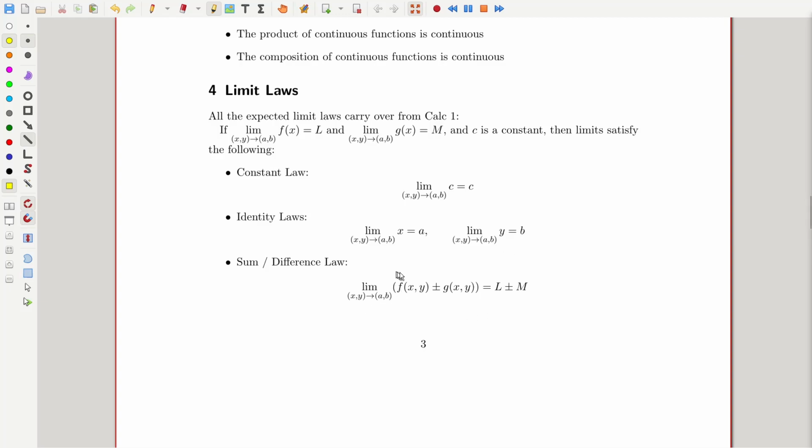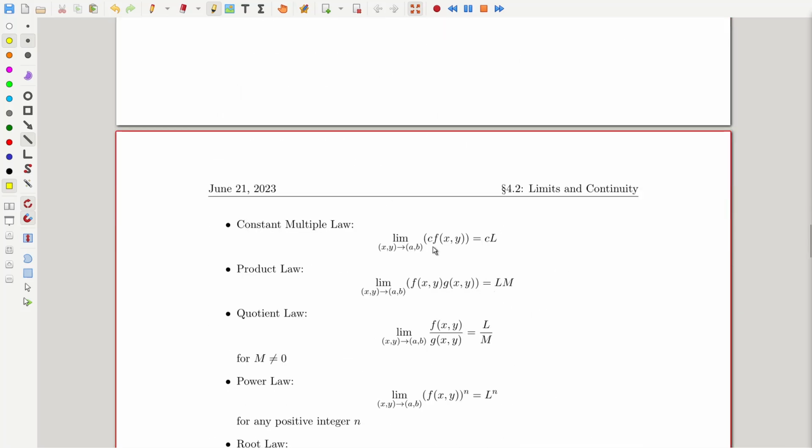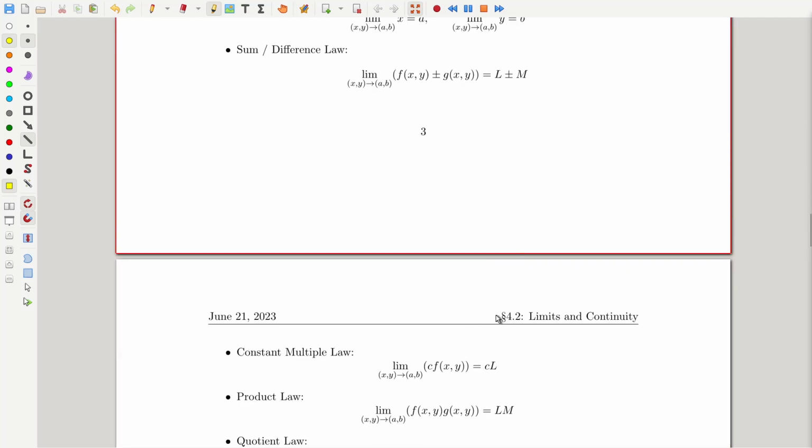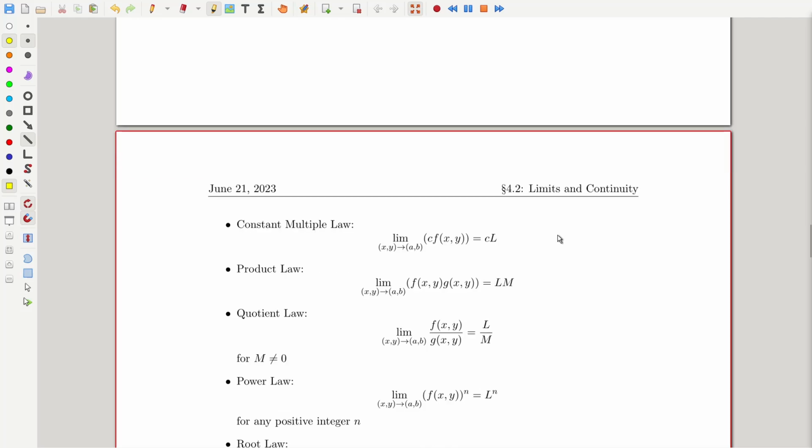Sum and difference: if you're taking the limit of a sum or difference of two things, you can split the limit over each of the terms and take those limits individually. That's what this is saying. You can pull scalars out of limits. So these two together mean that limit is a linear operator, which is the same as what you know holds true in the one-dimensional case in Calc 1.